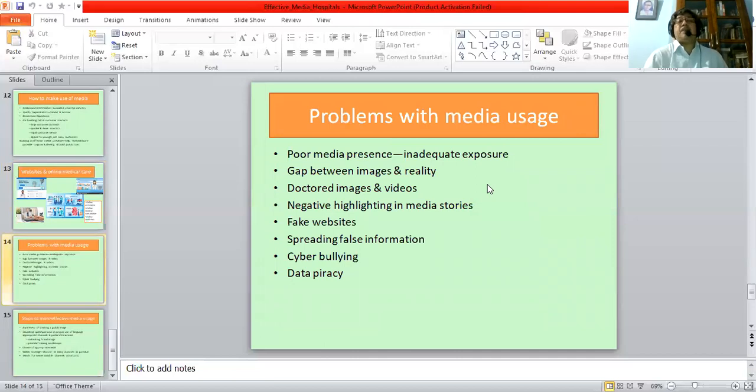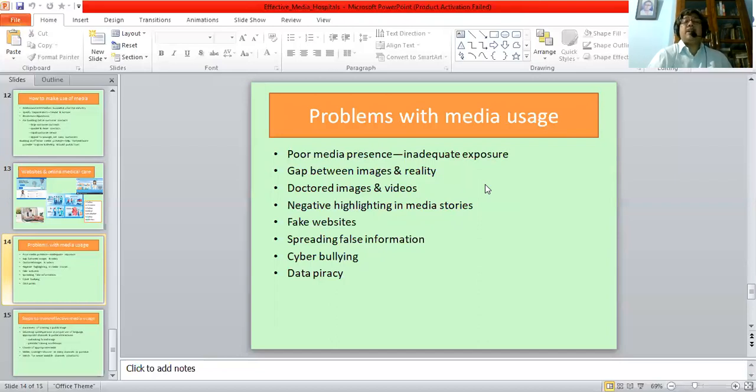Now, there are some problems with the usage of the media if your exposure is inadequate, or if there is, this is very bad, a gap between the image that you are projecting and your reality, or else that you are providing poor infrastructure and facilities. Sometimes people also make the mistake of giving doctored images and videos to highlight a positive image, whereas they do not provide these facilities. So this is wrong. The press will ultimately expose you. So do not do that. Do not do any falsification of data.